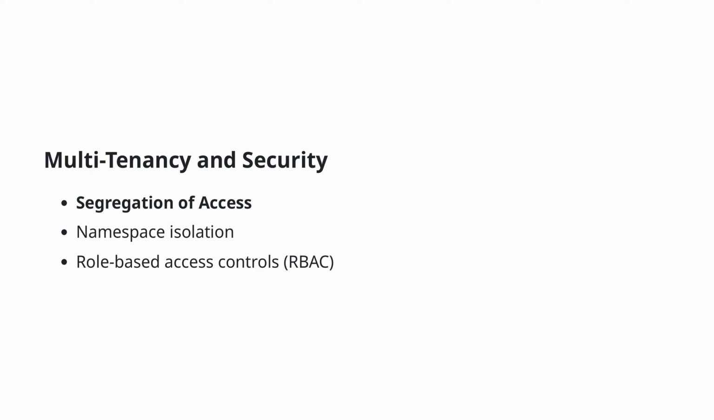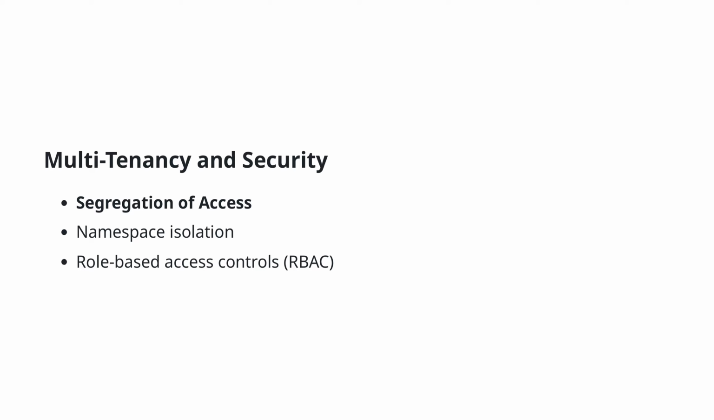Next, namespace isolation plays a critical role in maintaining security boundaries. Isolated namespaces ensure tenants operate in their dedicated spaces without interfering with each other. Lastly, role-based access controls, or RBAC, further tighten security by assigning specific permissions based on user roles. This minimizes the risk of unauthorized access and elevates security management to a more granular level.